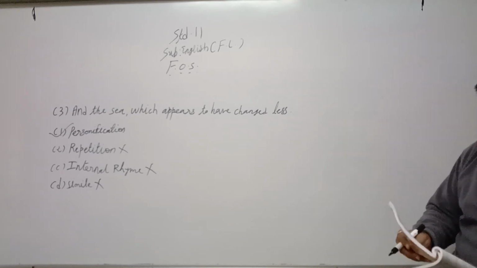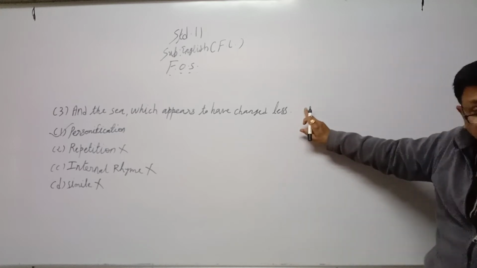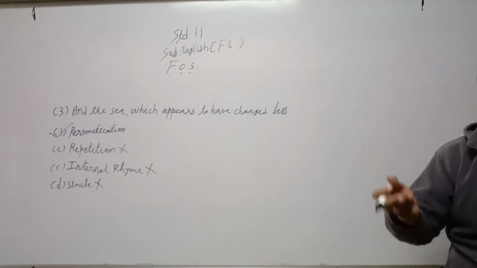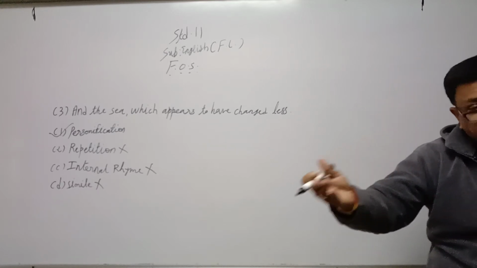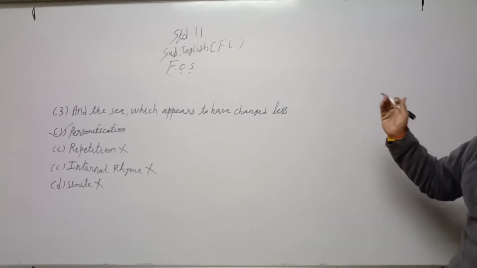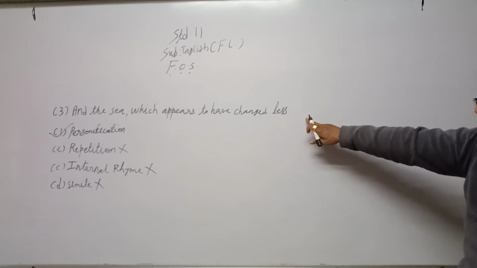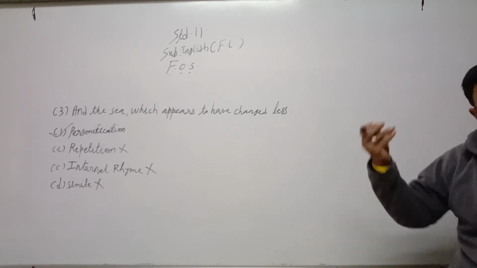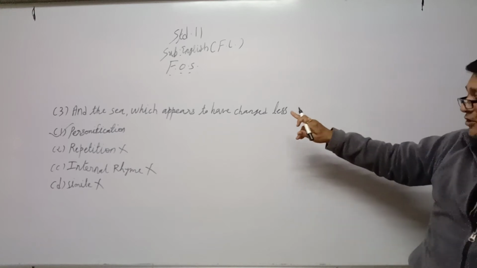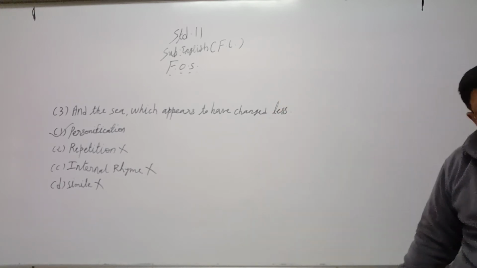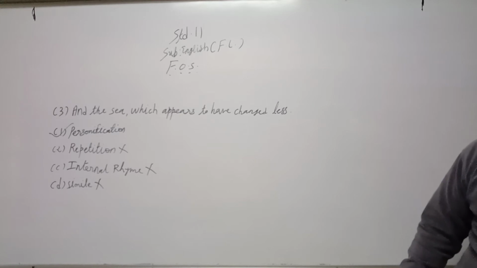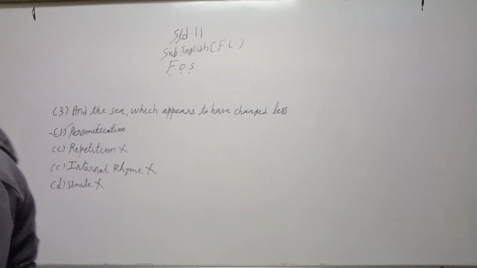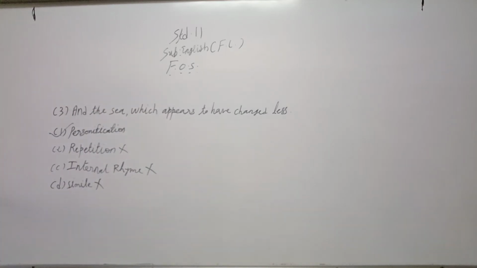Next one. The sea is presented as the mother of the poet. Changed with time. In the photograph, she was a child. So the sea appears to have changed less. But sea does not change. It remains the same after the years also. So the quality of change is implanted in the sea by the poet. So it is called personification. Next one.